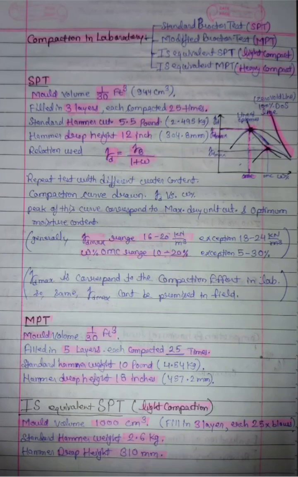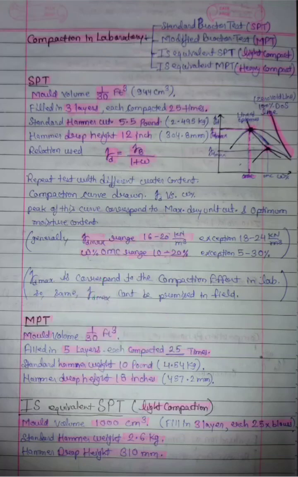Now the second test is MPT, which is modified Proctor test. In this test the mold volume is 1/30 cubic feet, filled in 5 layers, each compacted 25 times. Standard hammer weight is 10 pound, which is 4.54 kg. Hammer drop height is 18 inches, which is 457.2 mm, and the procedure will be same.